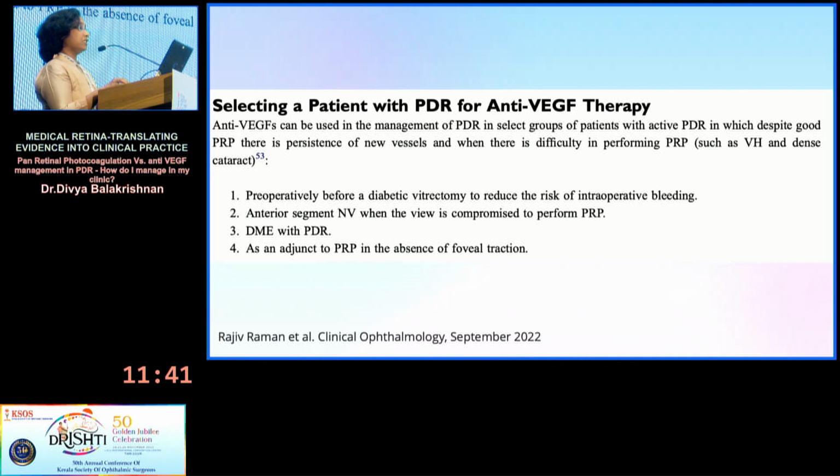Rajiv Raman. So they say that the patients with PDR selected for anti-VEGF therapy as of now are those with active PDR in which, despite good PRP, there is a persistence of new vessels, or when there is a difficulty in performing PRP, preoperatively before a diabetic vitrectomy to reduce the risk of intraoperative bleeding, or anterior segment neovascularization, or DME with PDR, or as an adjuvant to PRP.